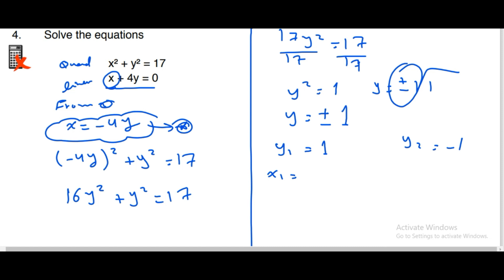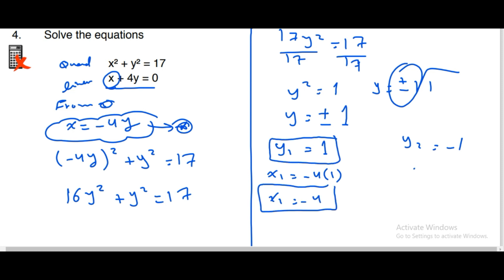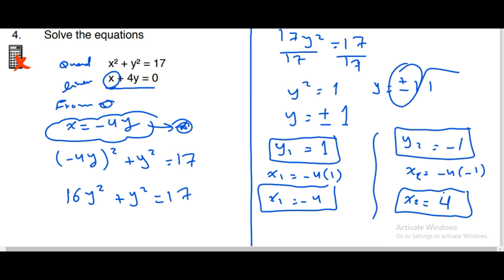So we get x1 from star: negative 4 multiplied by 1, so x1 equals negative 4. Here x equals negative 4 multiplied by negative 1, so x2 equals positive 4. So this is the first solution, negative 4 and 1, and here 4 and negative 1. Don't forget, if you want to write the solution as ordered pairs, the value of x will be written first, the value of y second.